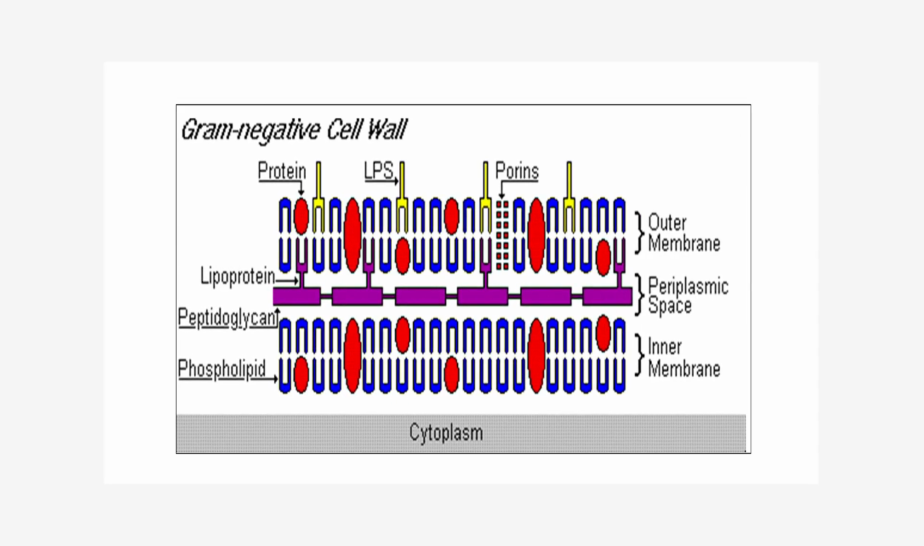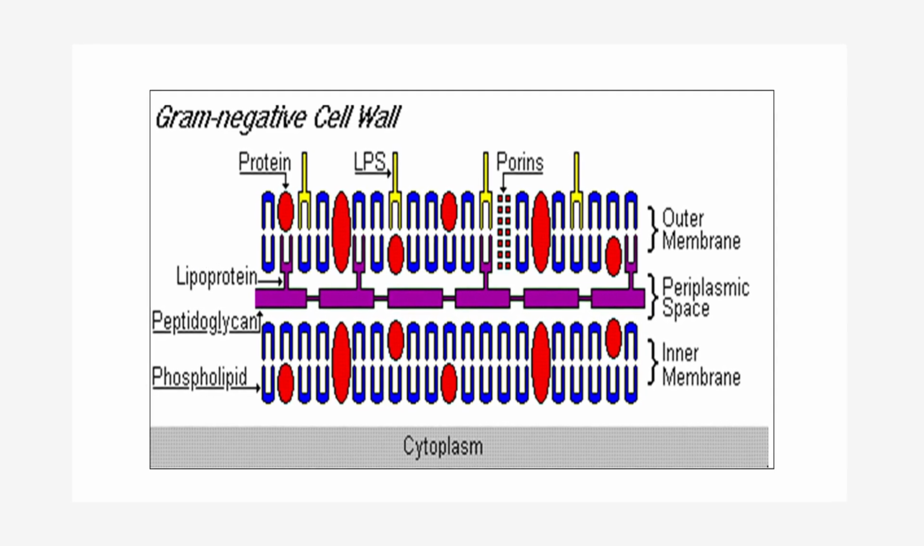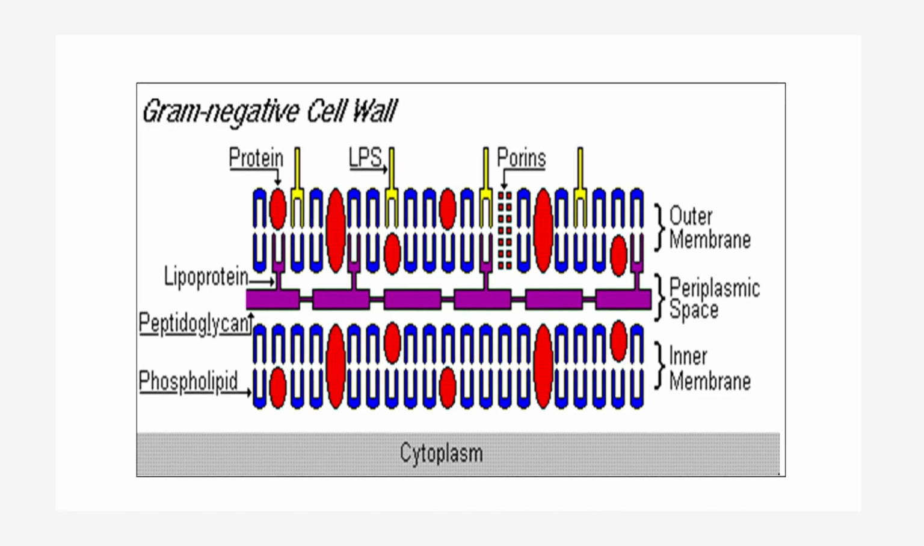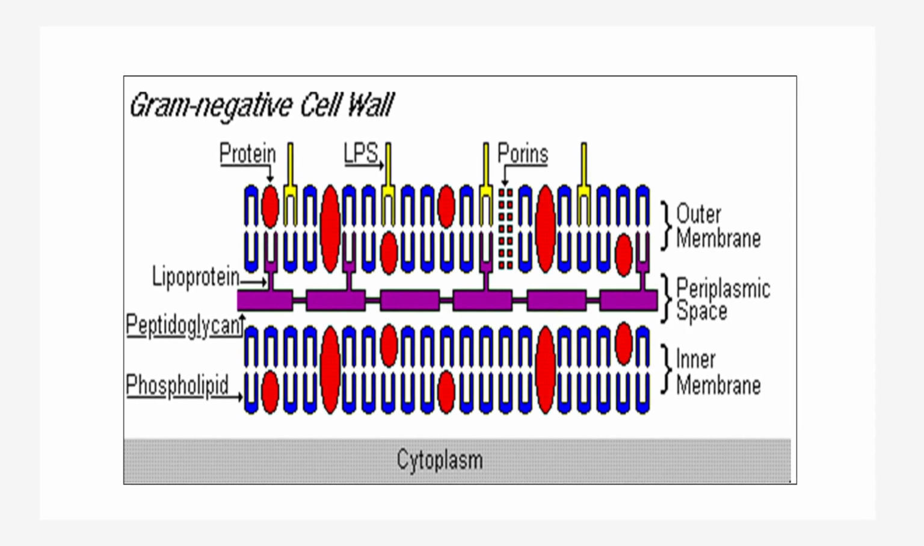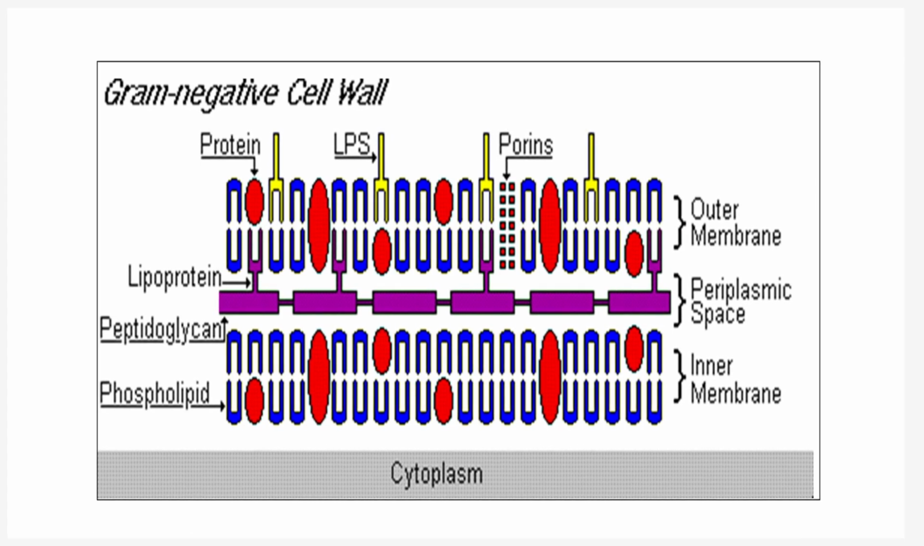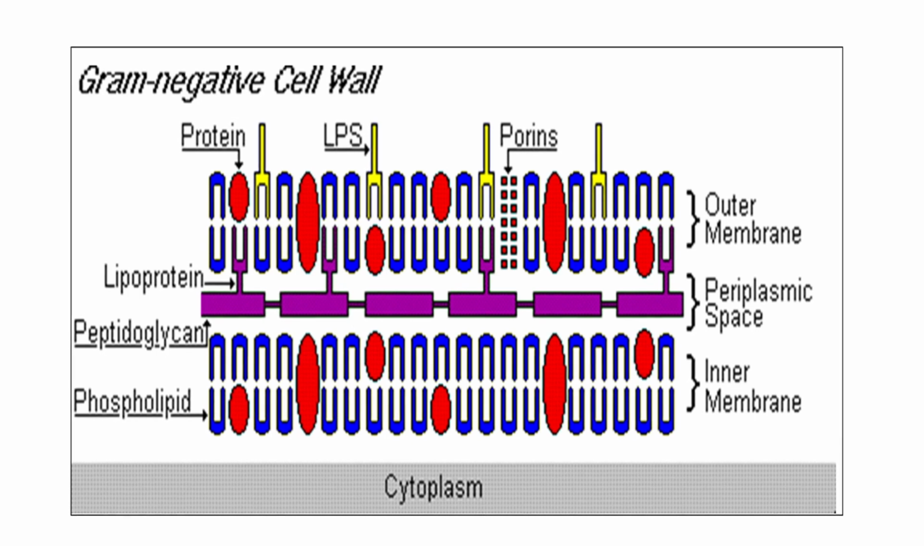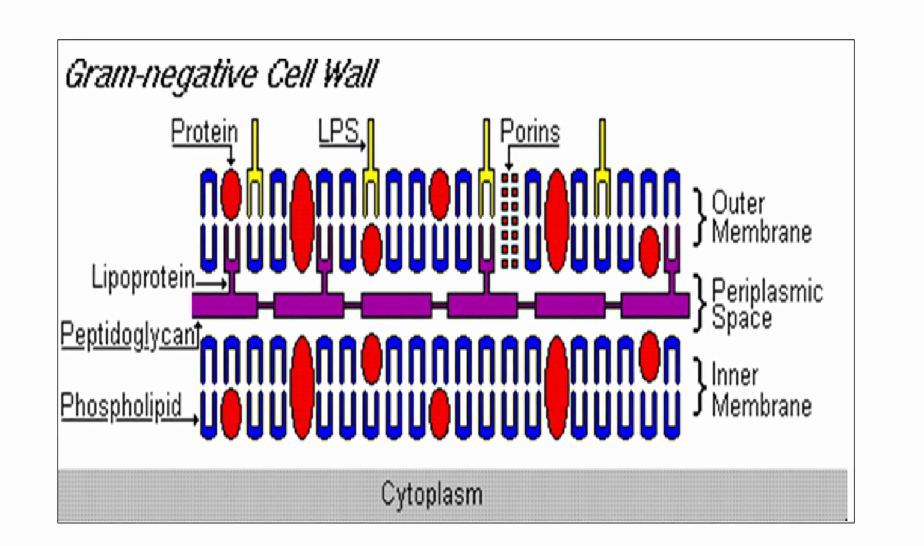We can see here the peptidoglycan is very thin as compared to Gram positive bacteria, and there is the outer membrane and the inner membrane. In between them is the periplasmic space, which has a thin peptidoglycan layer. In between them lipopolysaccharides, proteins and porins are present. Lipopolysaccharides, also known as LPS, are present on the Gram negative bacteria.